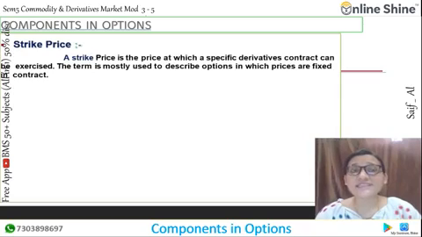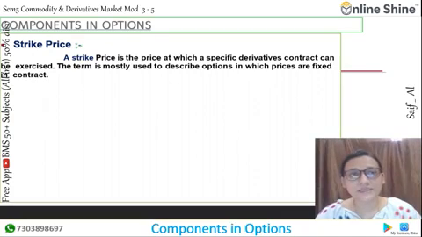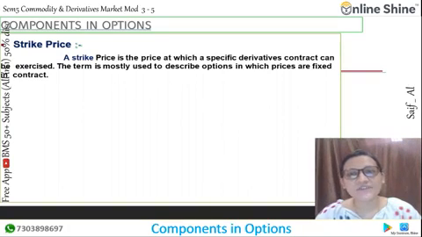So first is strike price, very important. Strike price is the specified price, pre-decided by both the parties, or we can say it is the term mostly used to describe the option in which the price is fixed in the contract. So the price is fixed, predetermined or specified. Strike price is also called the exercise price or the fixed price.